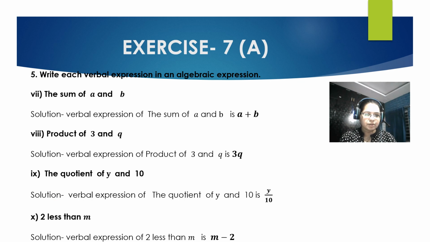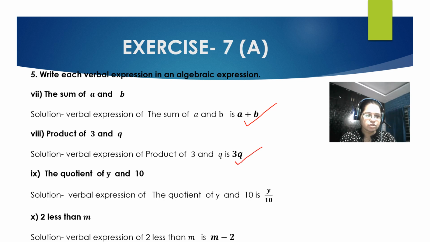Now we'll solve seventh bit, the sum of A and B. Sum of will be represented with addition symbol, that is plus symbol. So verbal expression of sum of A and B is A plus B. Eighth bit product of 3 and Q. Product means represented with multiplication symbol. So verbal expression of product of 3 and Q is 3Q.